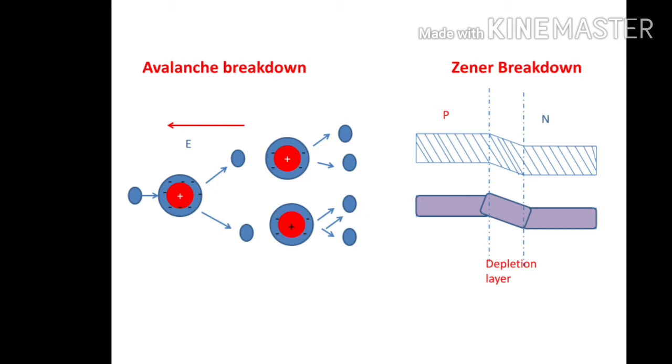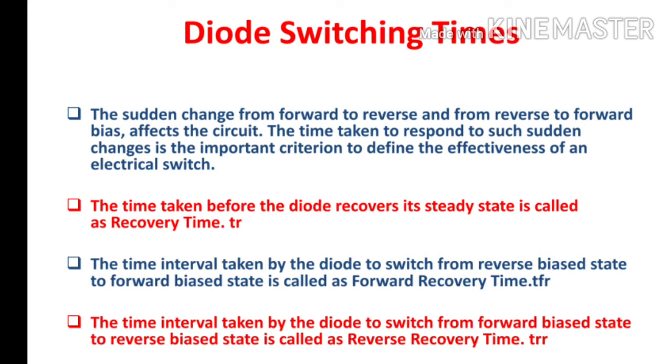Now, switching times of a diode. What is the switching time of a diode? As we know, when the diode goes from on to off or off to on, in other terms, technically, forward bias to reverse bias or reverse bias to forward bias, there will be a time lag in between. Why do we have a time lag? Because the depletion region is there in the middle. So that is the reason why we have a small time lag there.